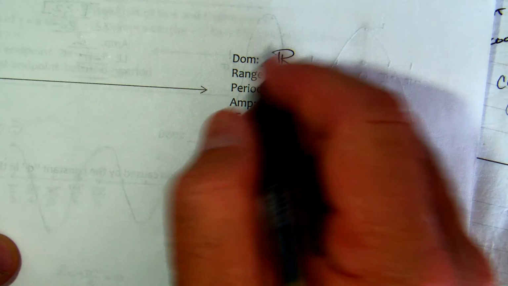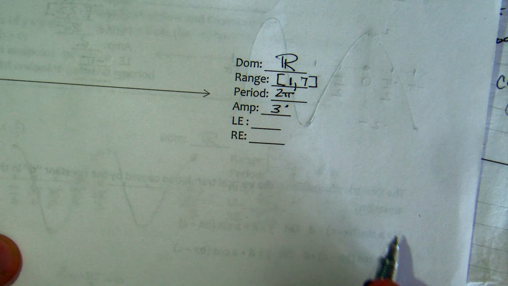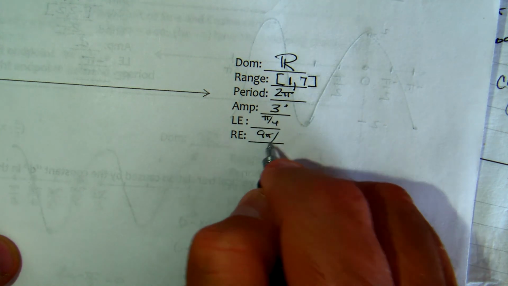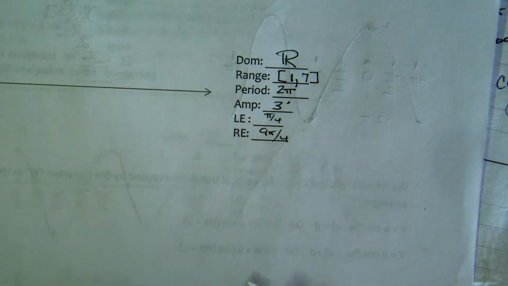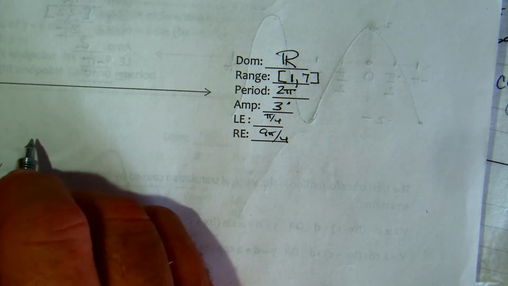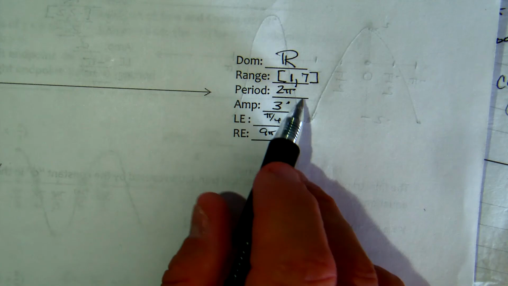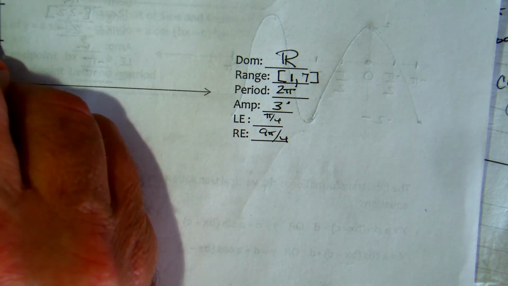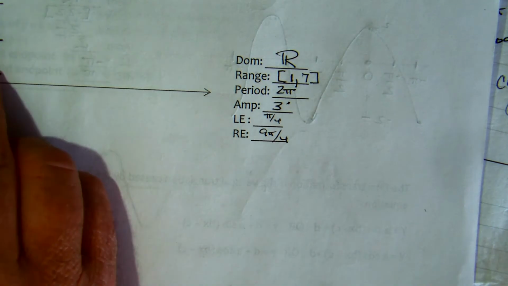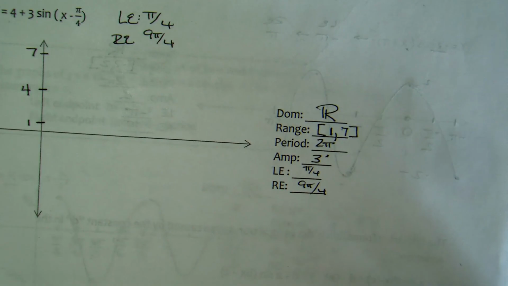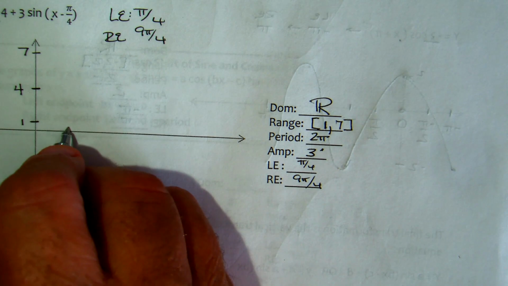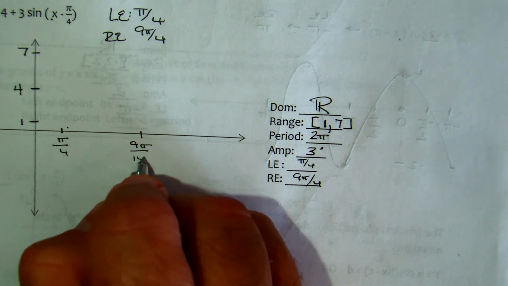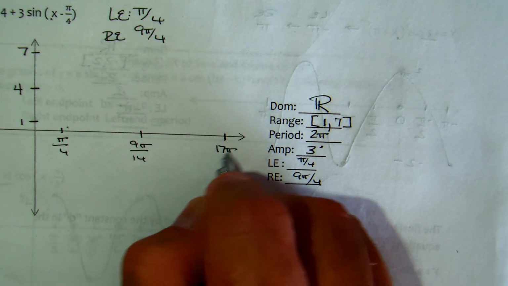The period, because there's no coefficient of x, is 2 pi. The left endpoint we found to be pi over 4. And the right endpoint we found in the very beginning to be 9 pi over 4. All right, so since my range is 1 to 7, I'm going to do those first. Halfway between 1 and 7 is 4, matching up with my original vertical shift. The left endpoint at pi over 4, the right endpoint at 9 pi over 4, puts the endpoint on my second cycle at 17 pi over 4.